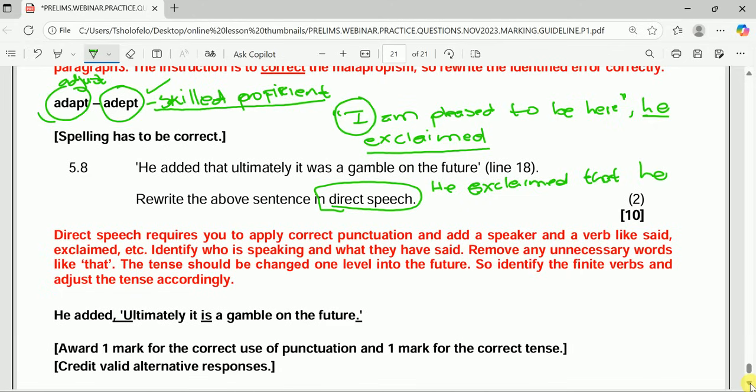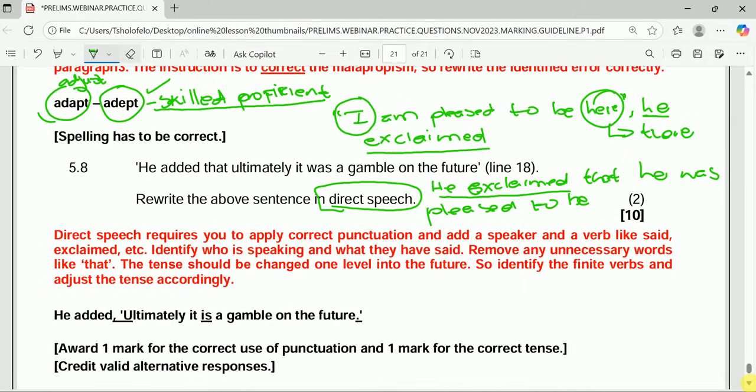He. And then we pause. If the introductory verb is in a past tense, it means that you need to change what you are reporting to be also in a past tense. He exclaimed that he was pleased to be, and then here changes to become there, right? This is when you are taking it from direct to indirect.